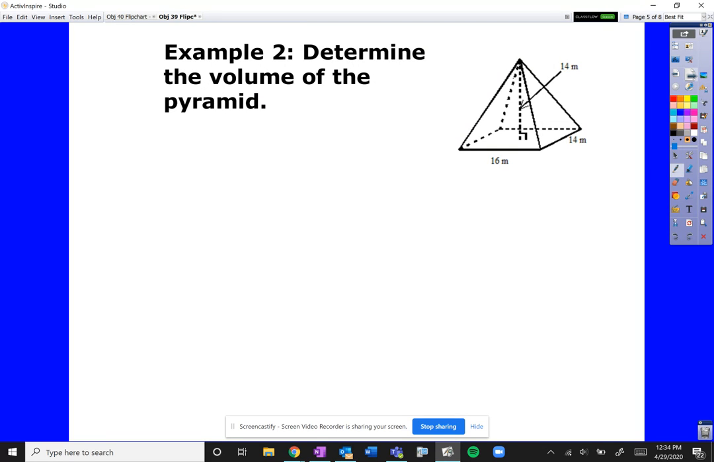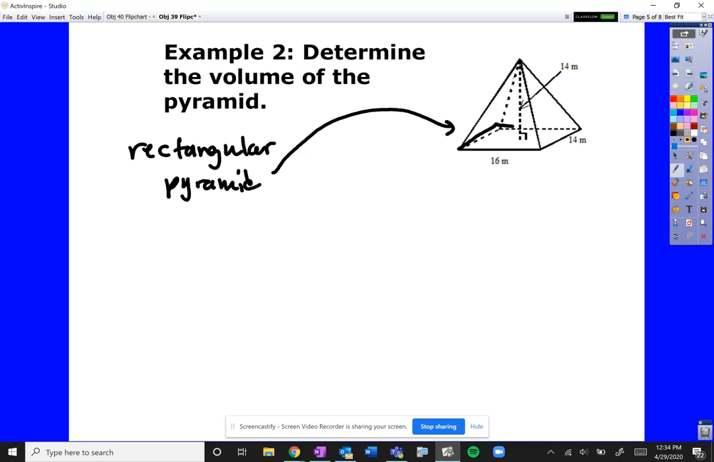Okay, let's look at example 2. We're given a diagram. This is a rectangular pyramid, and we know that because we look at the base of the pyramid and notice that it is very clearly a rectangle. Perfect. So we know that our volume formula is going to be 1/3 length times width times height.